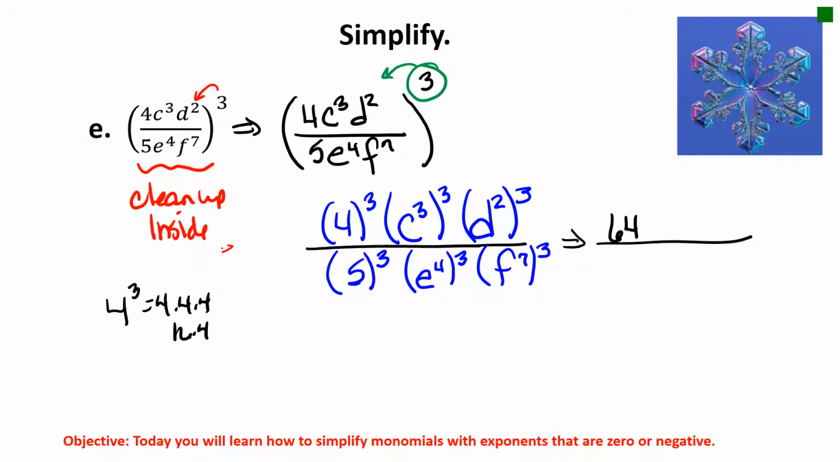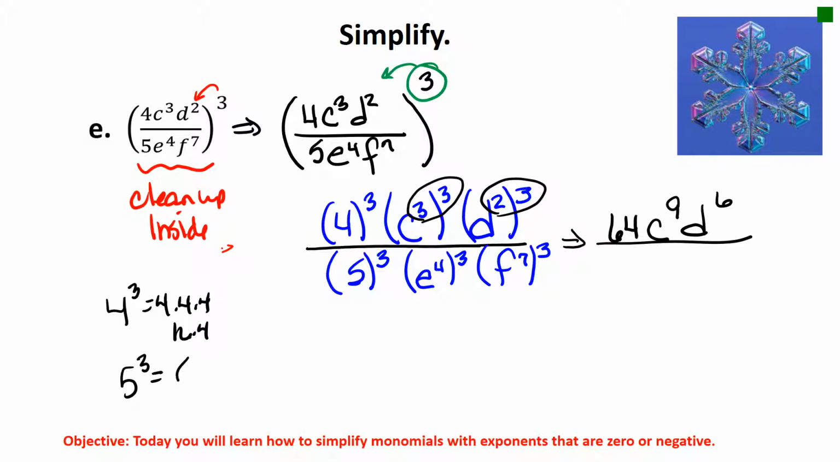In variables, I can't do c times c times c and find out what that is. I'm just going to multiply my exponents: power to a power, or a creeper. Creepers multiply your fear: power to a power, you multiply your exponents. 3 times 3 is 9. I've got a d, power to a power, multiply the exponents. 2 times 3 is 6.